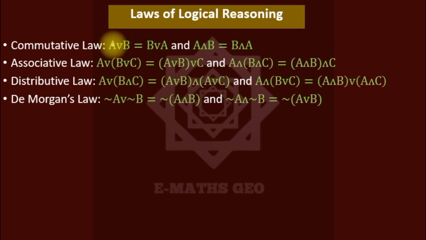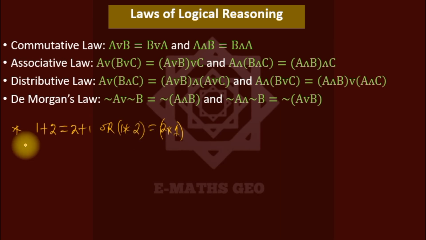They said A or B is the same thing as B or A, while A and B is equal to B and A. So see what I'm saying. This first one is like if you are given 1 plus 2, I'm using the basic operation plus, it is the same thing as 2 plus 1. Or maybe if you have 1 times 2, it is the same as 2 times 1. So in mathematics, that's the meaning of commutative law. It doesn't matter which one you start with, it will give you the same result.